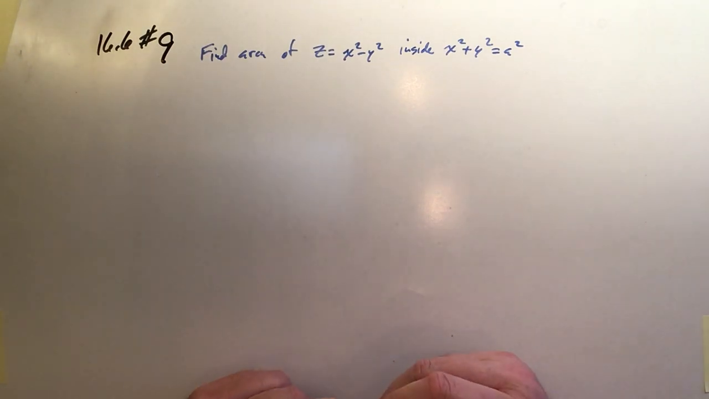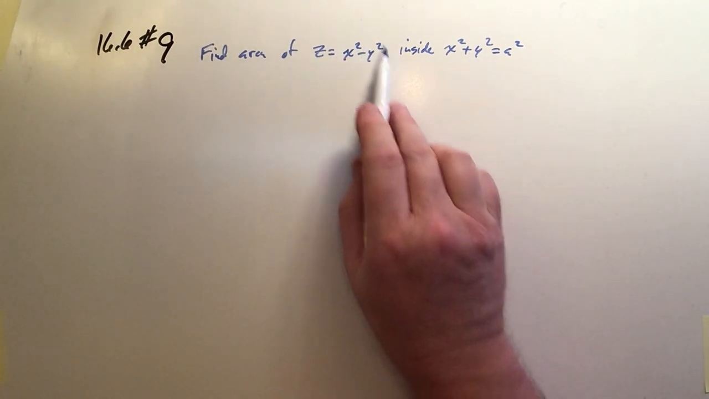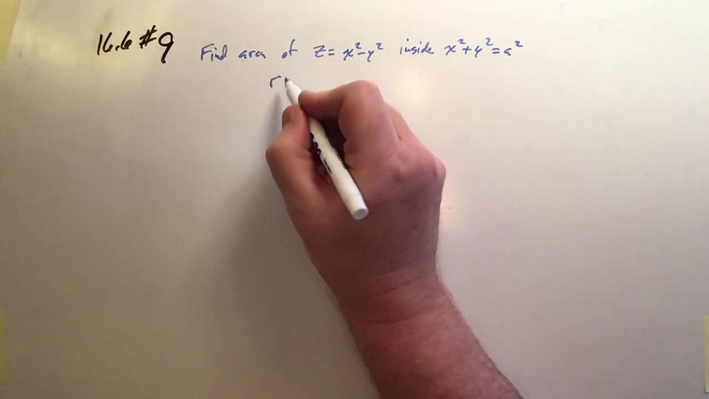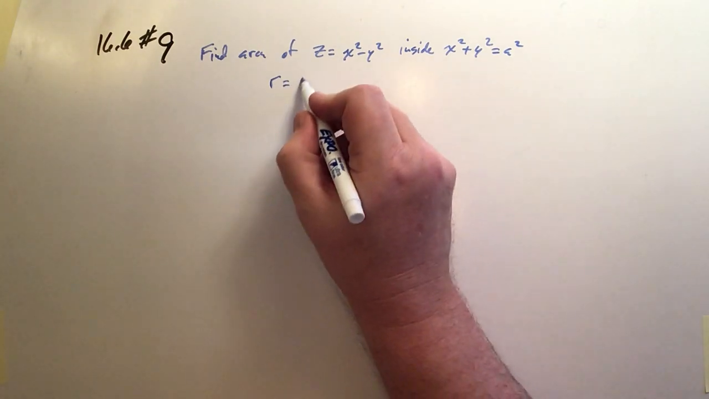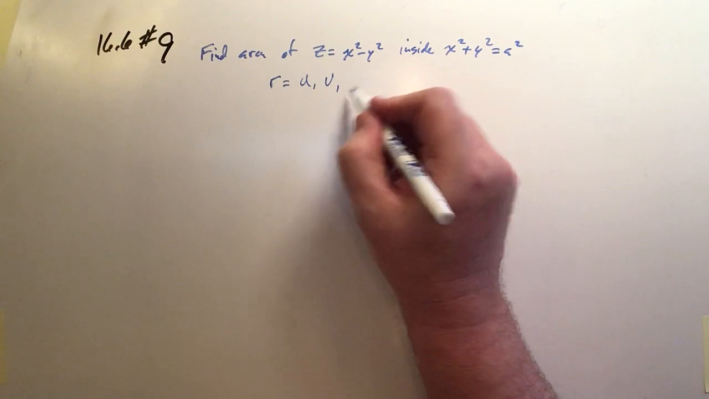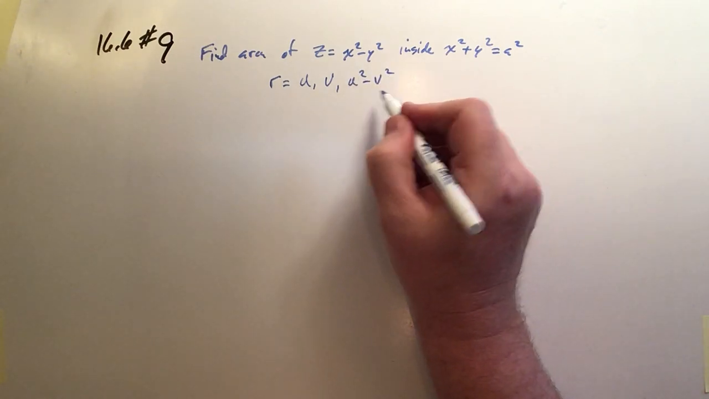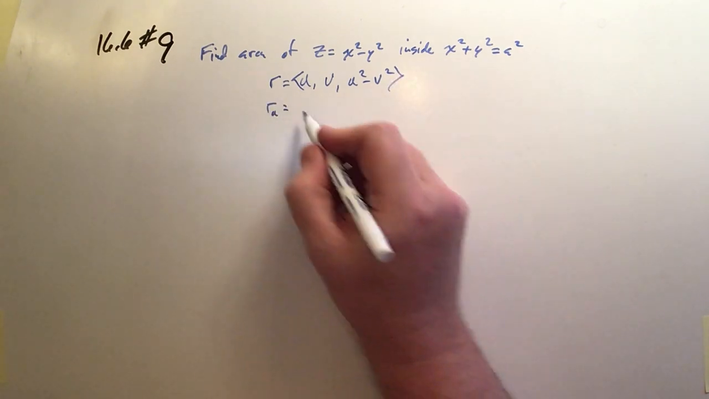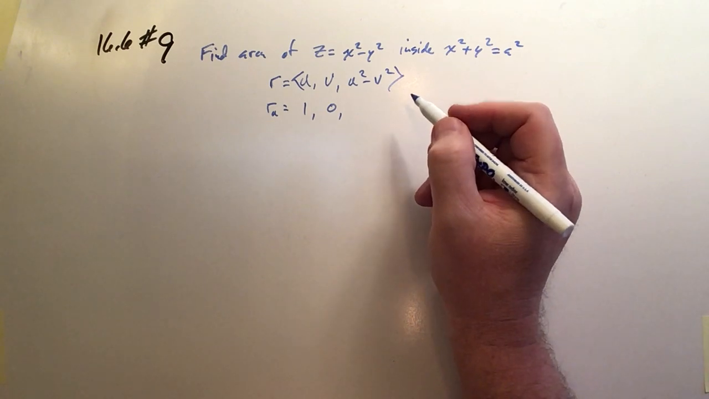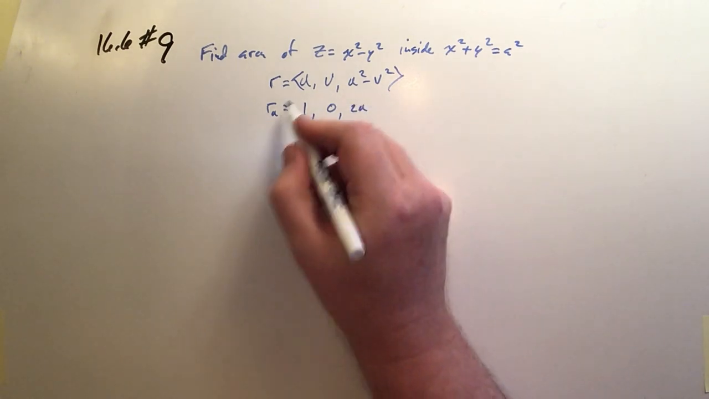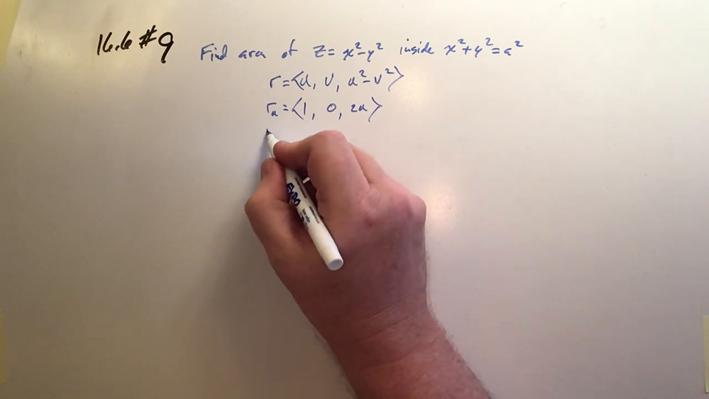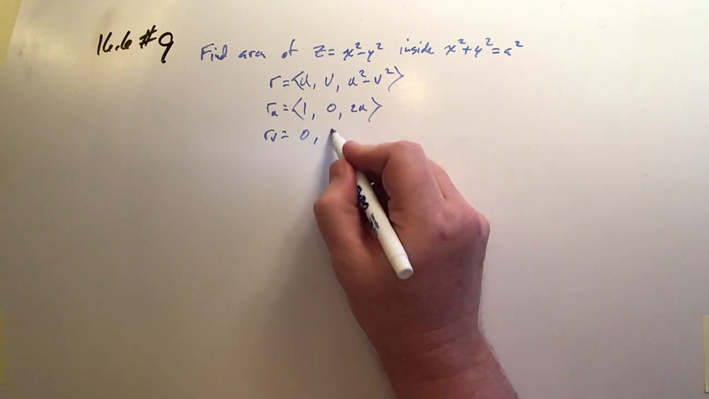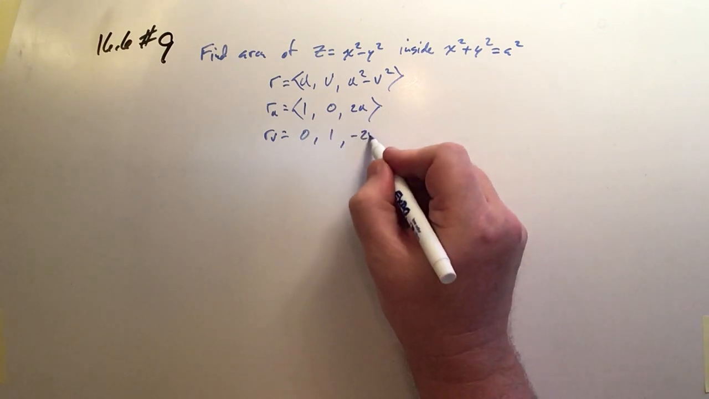Well, once again, we're looking to parameterize, and this time we'll take the easy way out because this function doesn't lend itself well to being represented in any other way. We'll just use the default, which is r equal to u, v, and then u squared minus v squared. That makes ru equal to 1, 0, 2u, and then rv is equal to 0, 1, negative 2v.